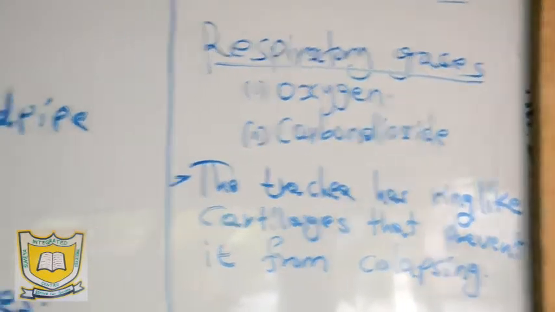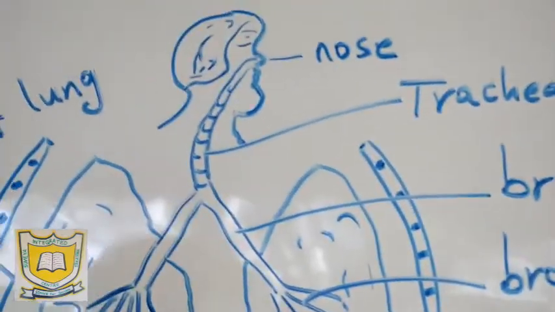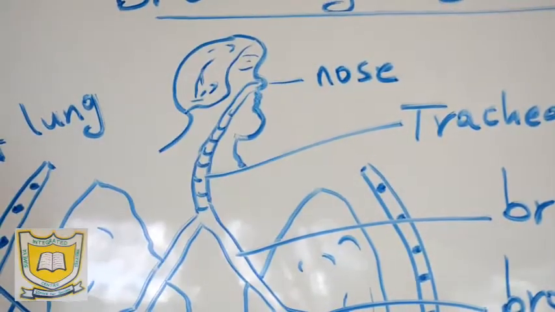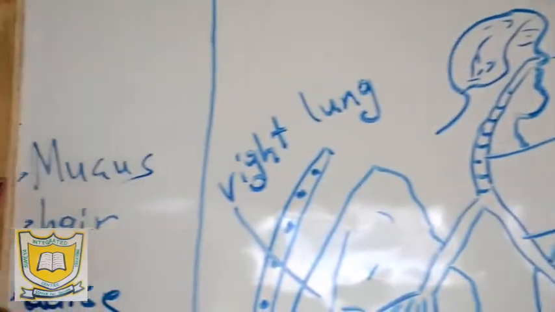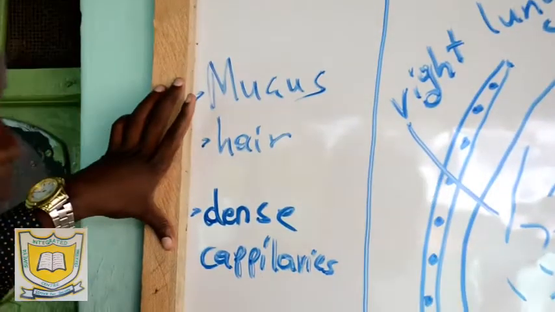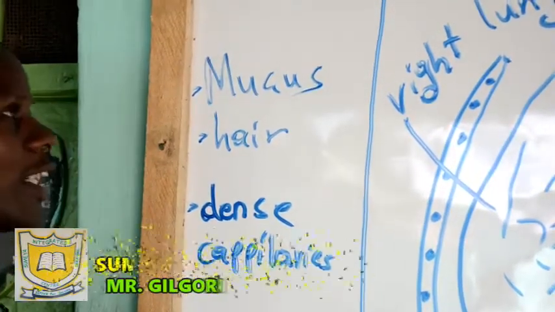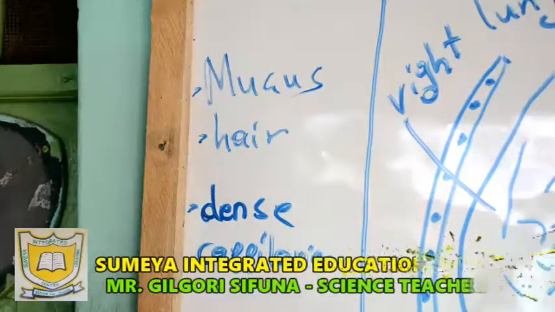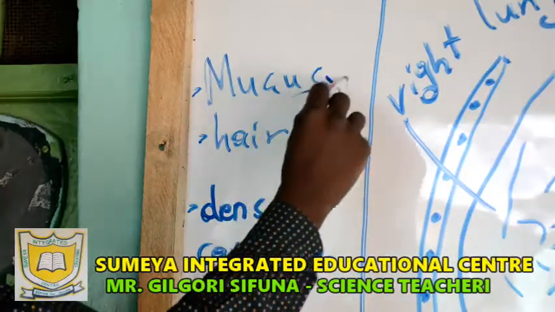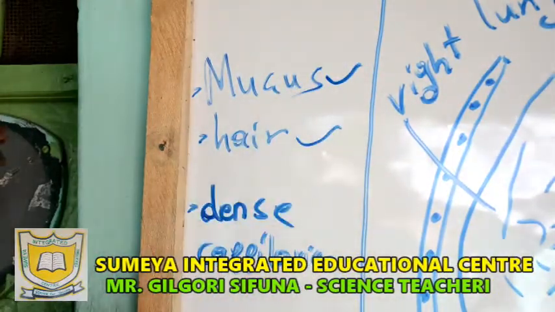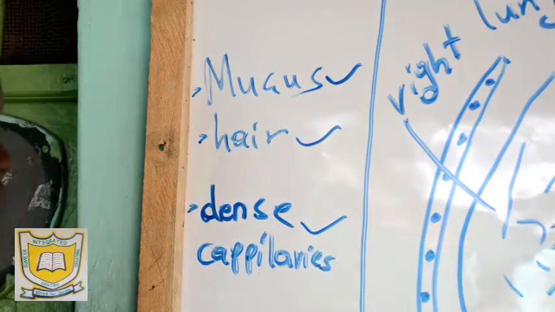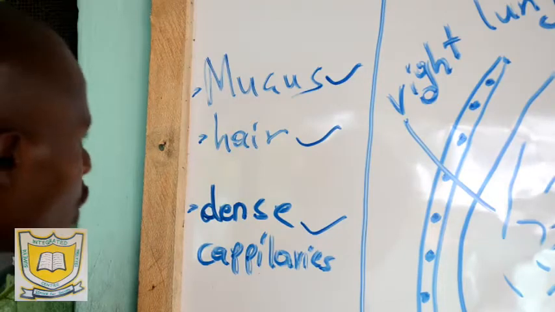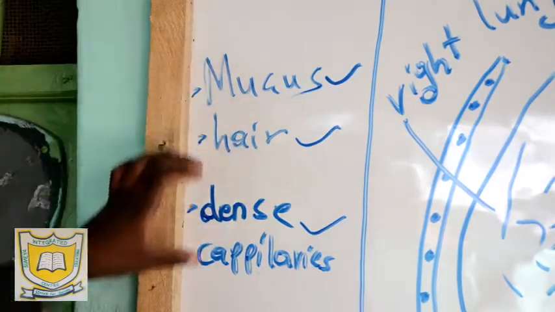Now, let us start from the nose, which is the first part of the breathing system. Inside the nose, we have three substances which are very important, in terms of their function as they serve in the nose. You find that we have the mucus, we have the hair, and also dense capillaries. These are blood vessels which are very dense in the nostrils. So what are the functions of the three?